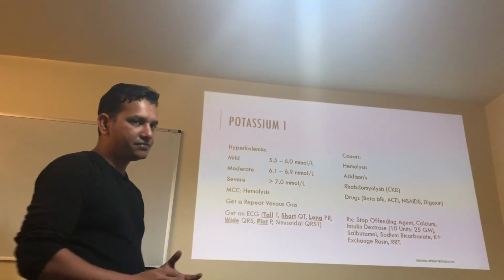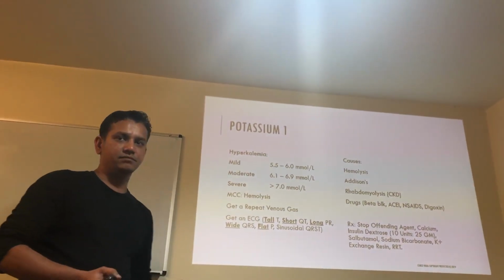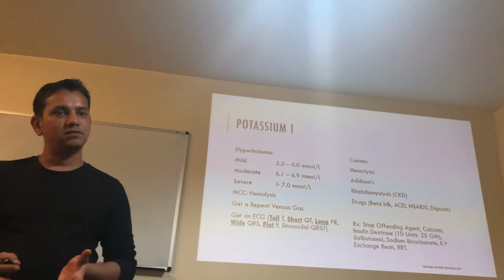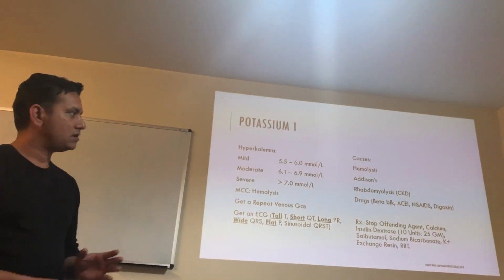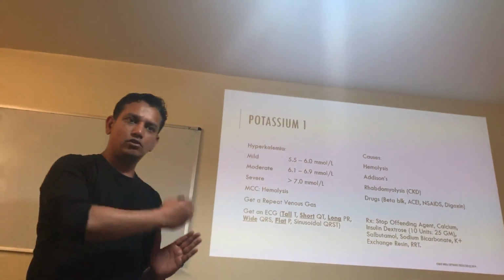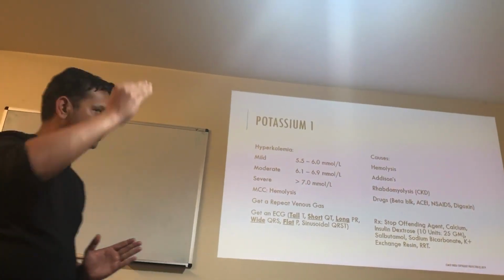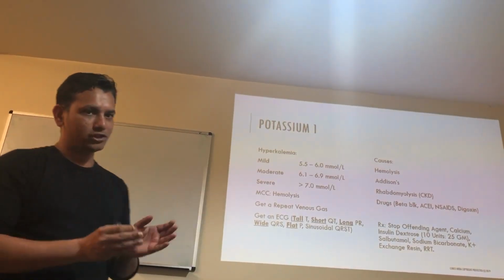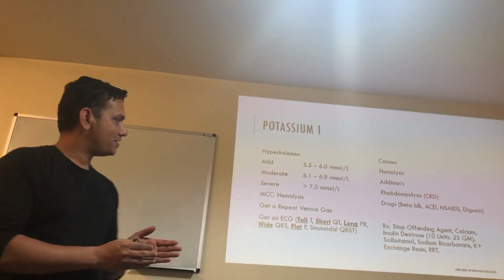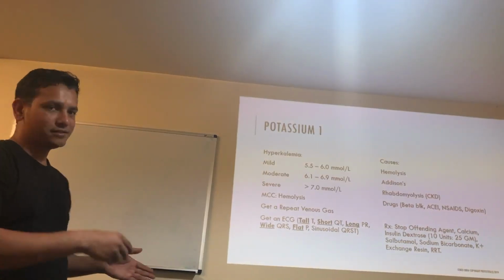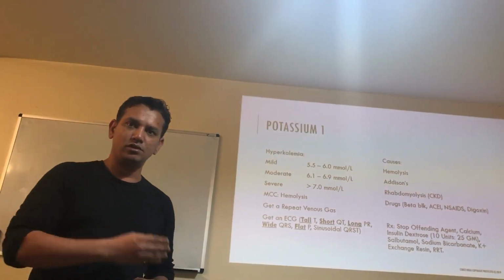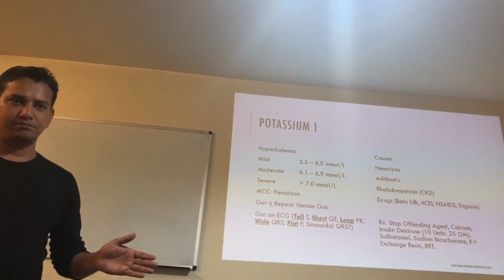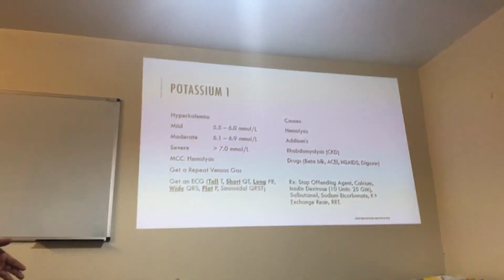Hyperkalemia. We are classifying hyperkalemia as mild, moderate, severe. Mild is 5.5 to 6, then 6 to 7, 7 and above. First thing we see is tall T waves. Tall T wave, then gradually it can change to short QT, long PR, wide QRS, and sinusoidal. Tall T waves, short QT, then wide PR, wide QRS.